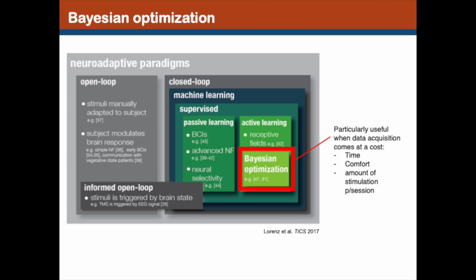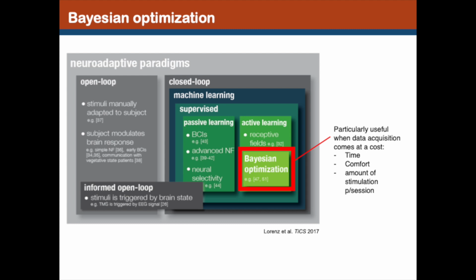And also the amount of stimulation that you can give to someone. So we limit the amount of stimulation that you can give, because we don't know what changes brain stimulation will cause in a sort of long time frame.